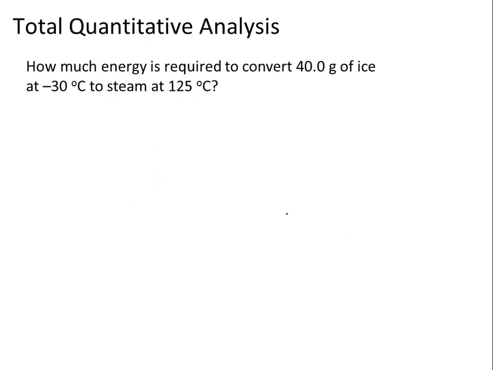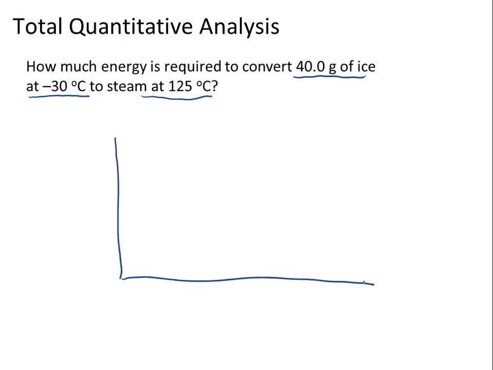Okay, so what we're going to do is a problem, and the idea is to figure out how much energy it takes to do a bunch of different steps. We want to know, if we have 40 grams of ice at minus 30 degrees Celsius, and we want to convert it to steam at 125 degrees, how much energy does that take? This is a heating curve kind of problem. Whenever you're doing this, the first thing to do is draw a heating curve. And the heating curves are always of the same shape.